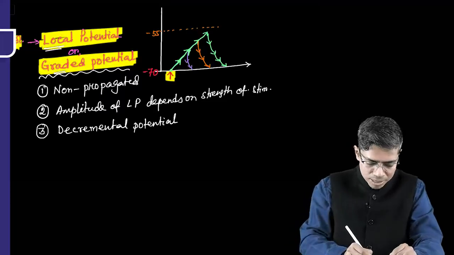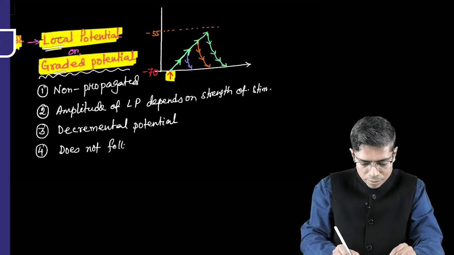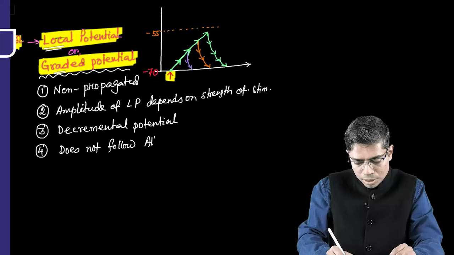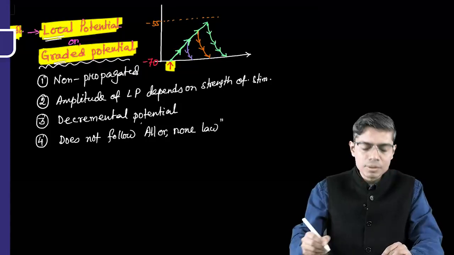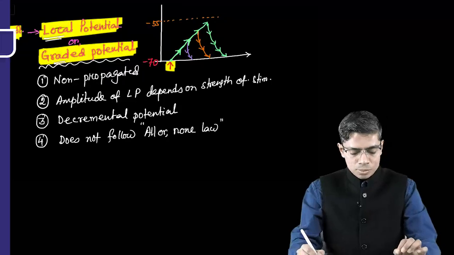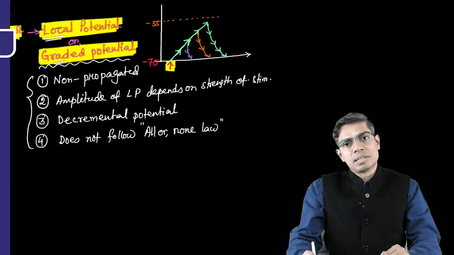And the fourth property is that local potential does not follow the all or none law. It does not follow the all or none law. The all or none law you will understand a little bit later. Okay. So for the time being, remember these are the four properties of local potential.